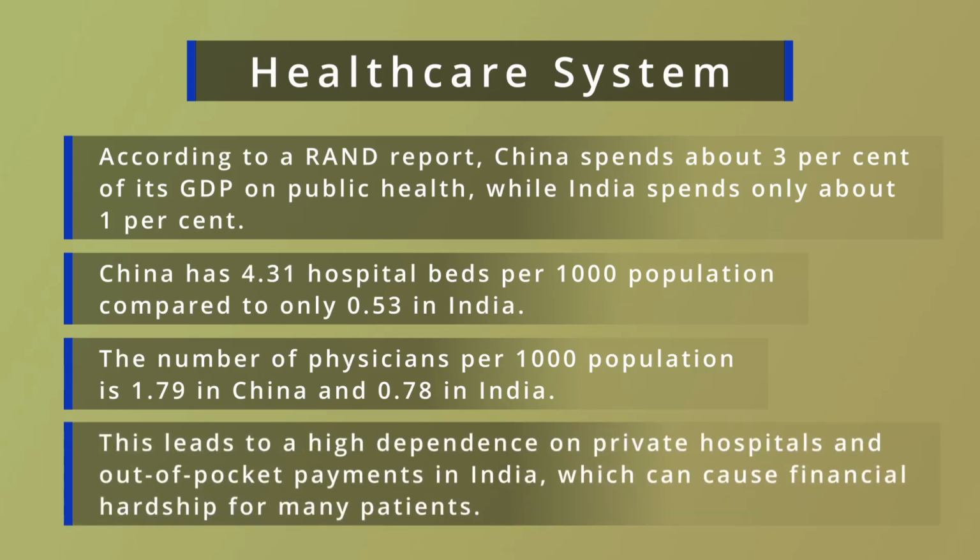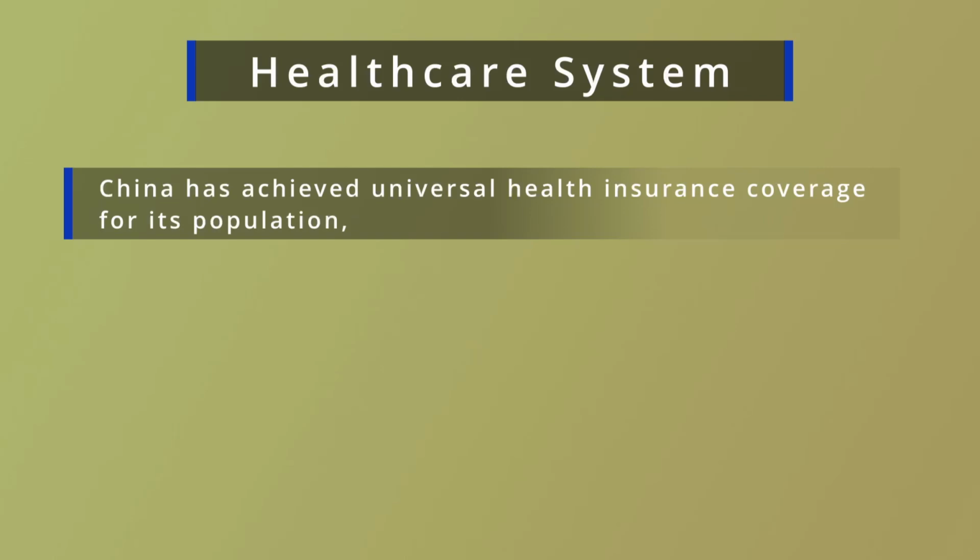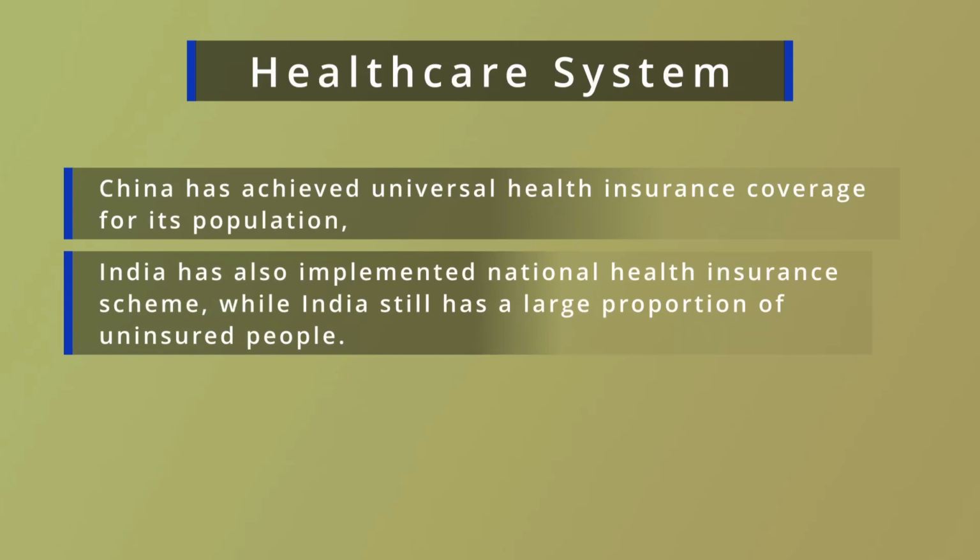But both countries have experienced the dominance of the private health sector, and the out-of-pocket payments of patients are also higher in both countries. Though China has universally implemented a health insurance scheme, India has also implemented a national health insurance scheme, but a significant portion of our people are not able to get involved in or benefit from this national health insurance scheme in our country.